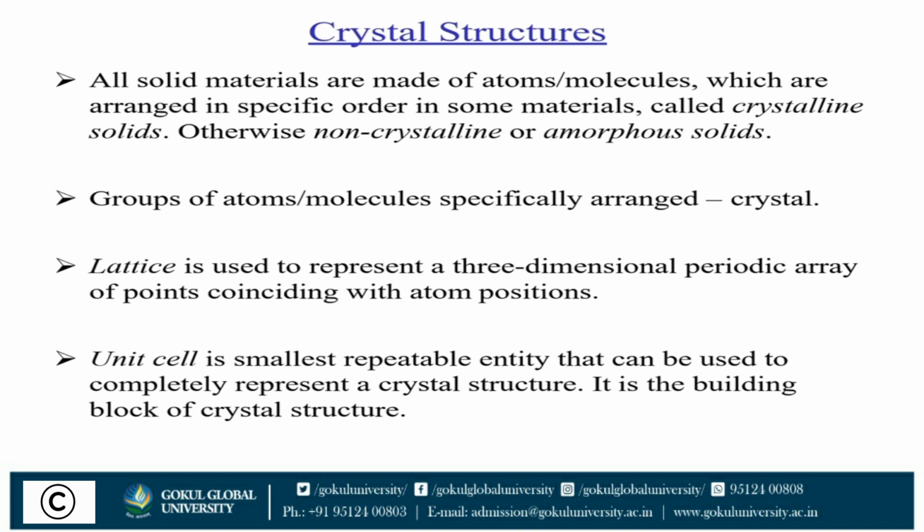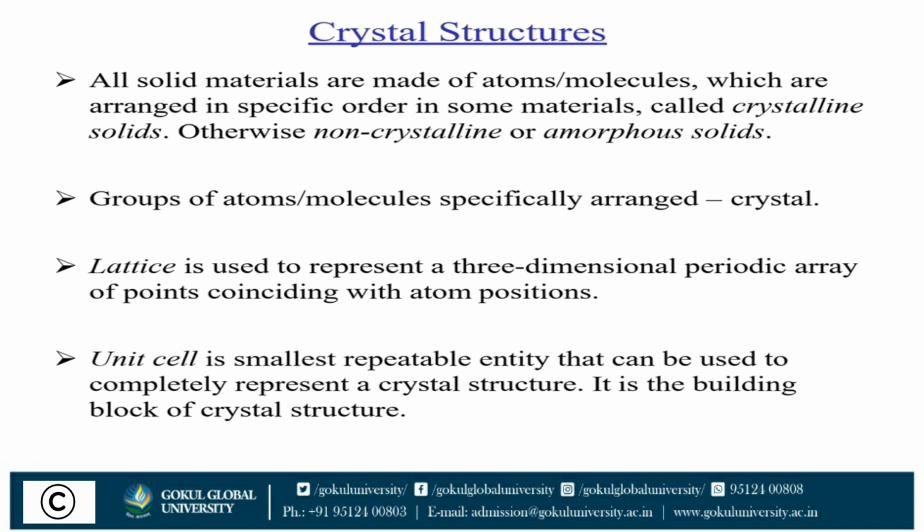Crystal structure. What do you mean by crystalline structure? In these structures, the solid matter is made of atoms or molecules which are arranged in a specific manner. That means they are arranged in a perfect manner. That's called a crystalline structure. Otherwise it is a non-crystalline structure. A group of atoms in a specific arrangement is called a crystal structure. A lattice is used to represent a three-dimensional periodic arrangement of points coinciding with the atom positions.